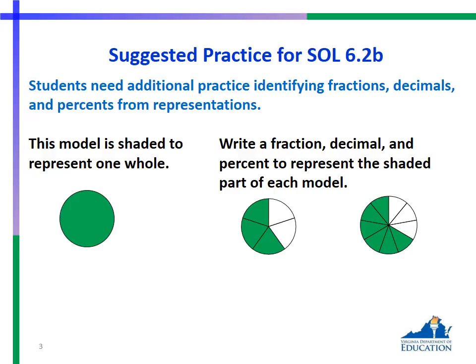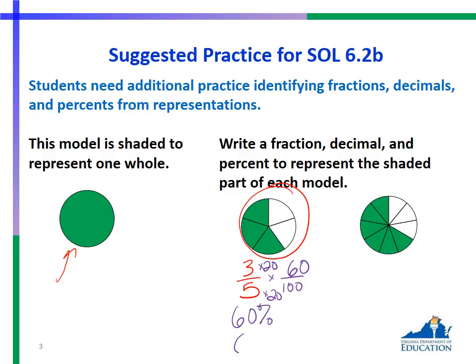So here the model that is shaded represents 1 whole. Now write a fraction, decimal, and percent to represent the shaded part of each model. And so what we can do is start with the fraction because the fraction will be the easiest to work with. So our fraction for our first one would be 3/5. That's the same if I was going to make this as a fraction over 100. And I multiply the top and bottom by 20, gives us 60/100. So I can say that the percent is going to be 60% or 0.6 as a decimal.